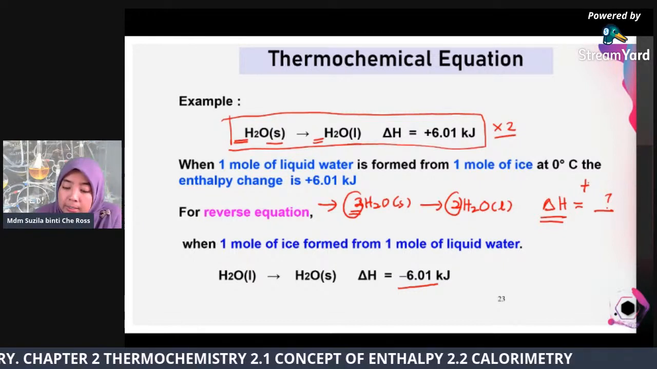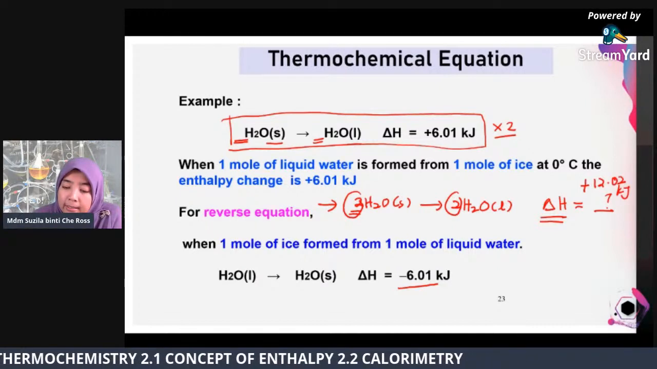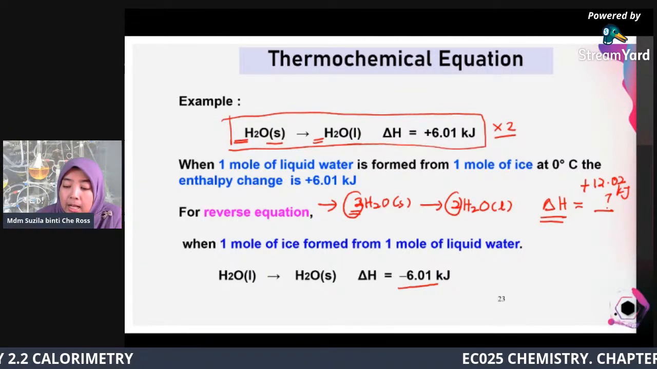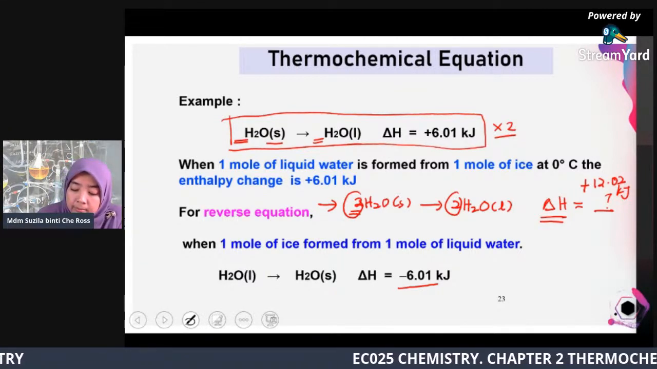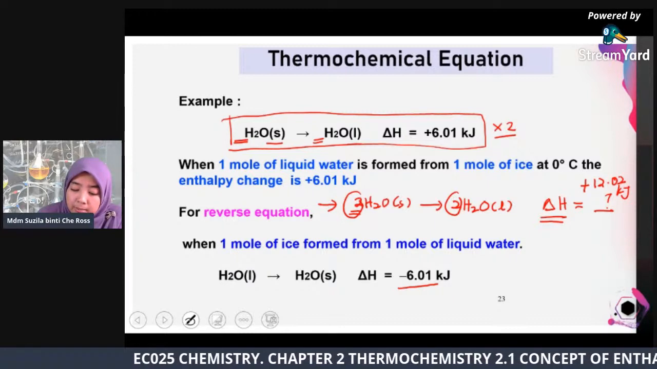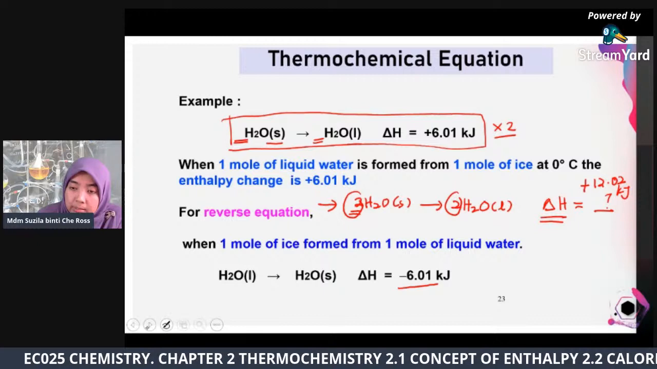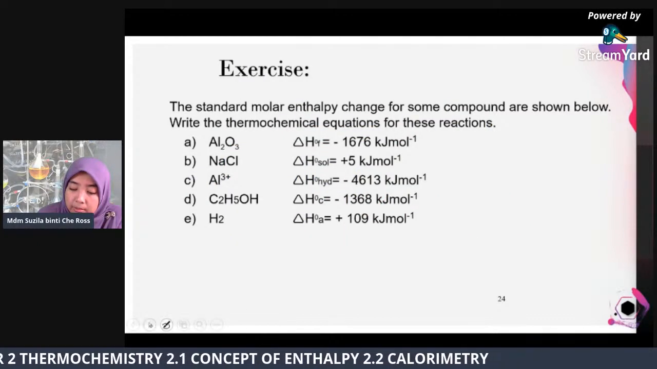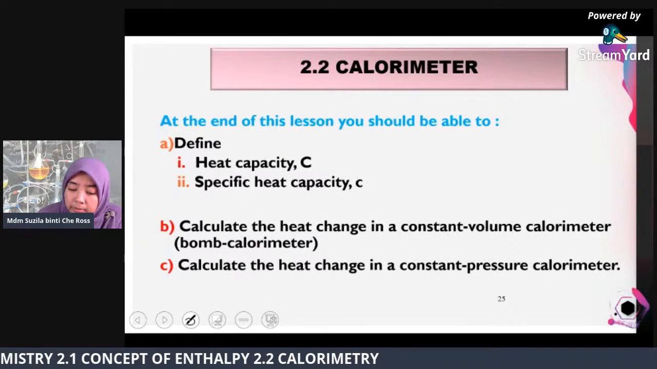So this concept you will apply in 2.3. Okay, in 2.3 you will use this concept again, in the algebraic method. Next one. For this exercise we don't have time to go through it, you can do it on your own.